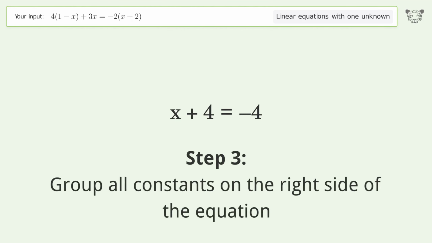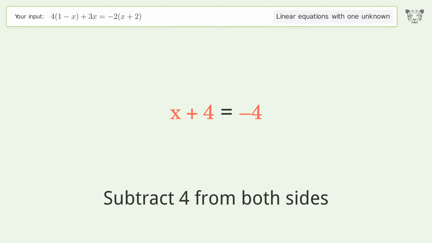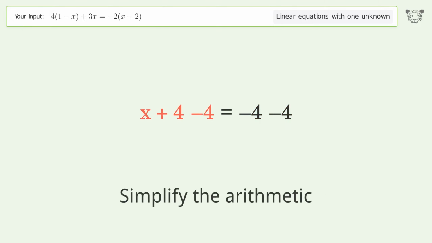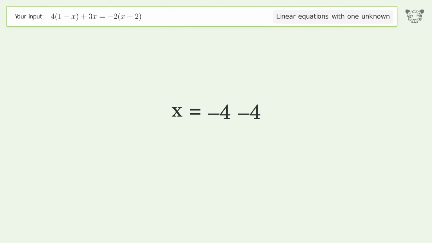Group all constants on the right side of the equation. Subtract 4 from both sides. Simplify the arithmetic. And so the final result is x equals -8.